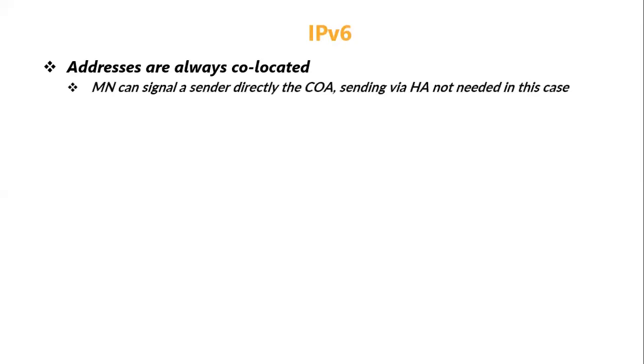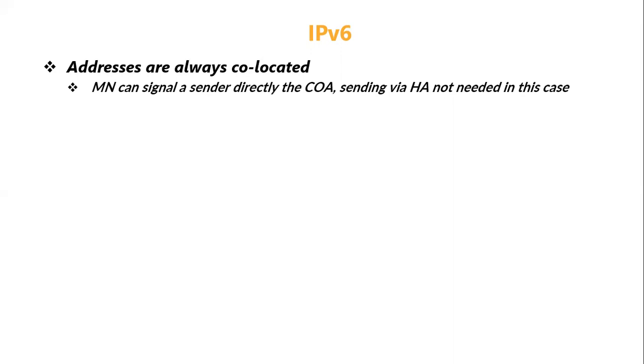And then addresses in IP version 6: the mobile node's addresses are always co-located. Two types of COA we have discussed. One is the co-located COA, and the other one is the COA located in the foreign agent. But with IP version 6, all addresses will be co-located.